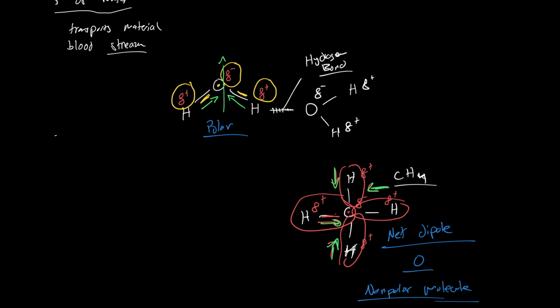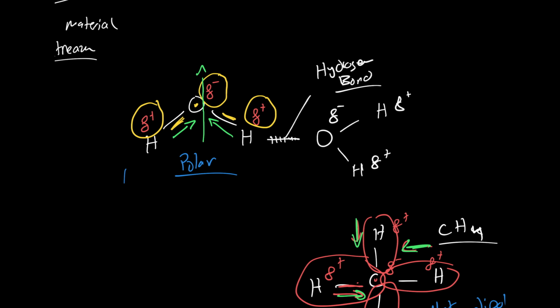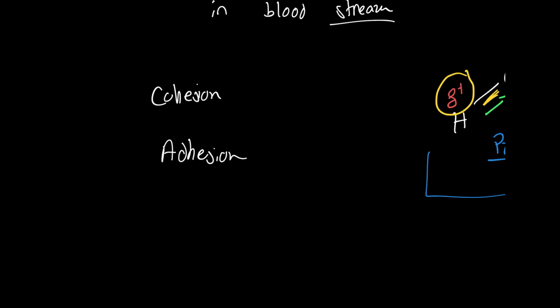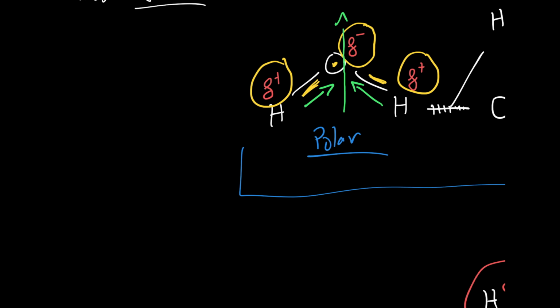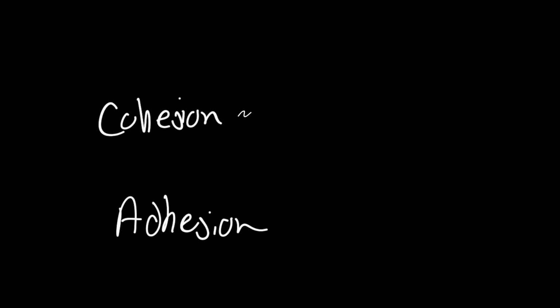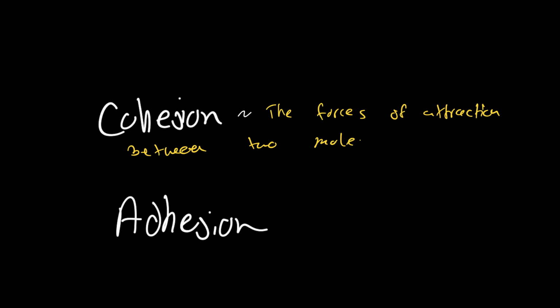So now that we have taken a look into these, and we know that polar molecules such as water can form these hydrogen bonds, what does this mean? This means cohesion. This means adhesion, because it's polar. Cohesion stands for the forces of attraction between two molecules of the same substance.